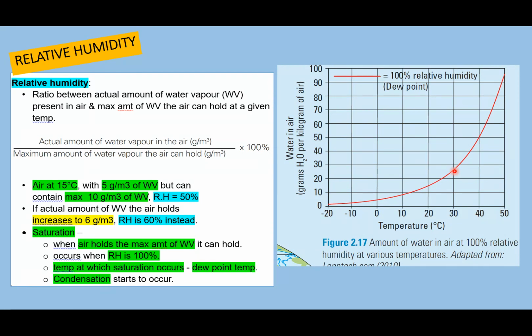If you look carefully, there is about 28 grams of water per kilogram of air. At 50 degrees Celsius, the dew point is here. There is nearly 95 grams of water per kilogram of air.